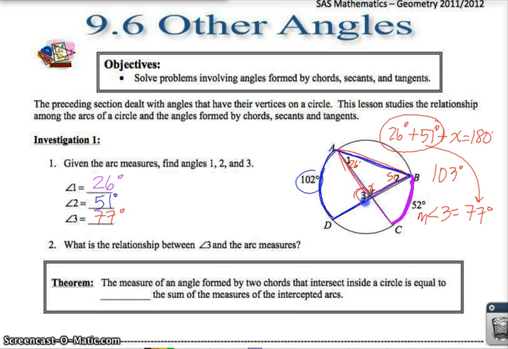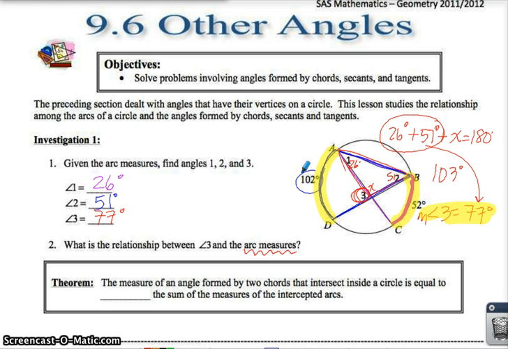Now, how did that angle relate to the arc measures that were originally given? If we look at the arc measures that were originally given, that was 102 degrees and 52 degrees. So how does the measure of 77 relate to 102 degrees and 52 degrees? Well, you can see here that angle 3 was the same as angle 1 and angle 2 added together. So angle 1 was half of 52, angle 2 was half of 102, so angle 3 was the sum of half of those two arc measures. Sorry, it was half the sum of those two arc measures.